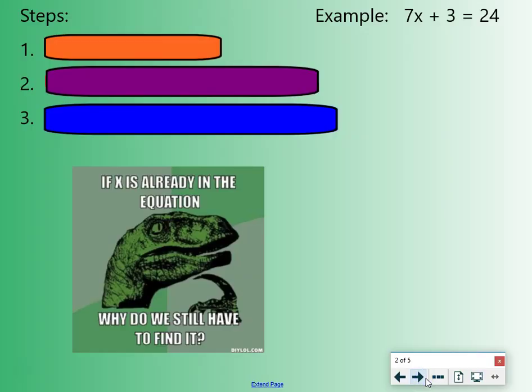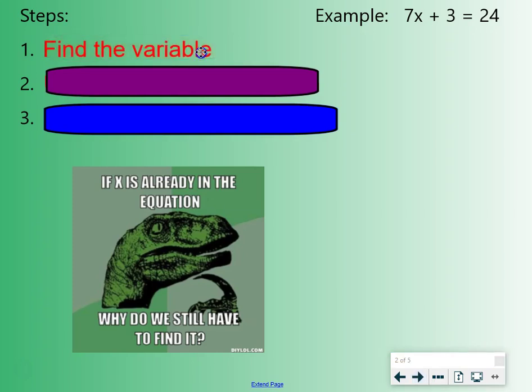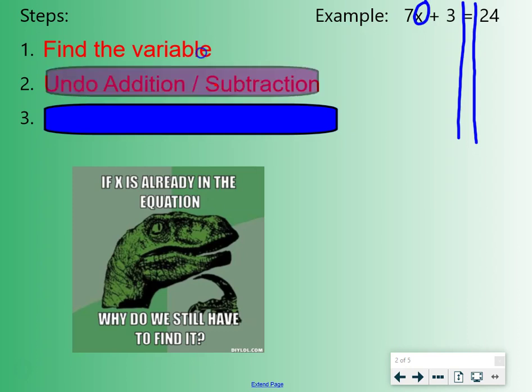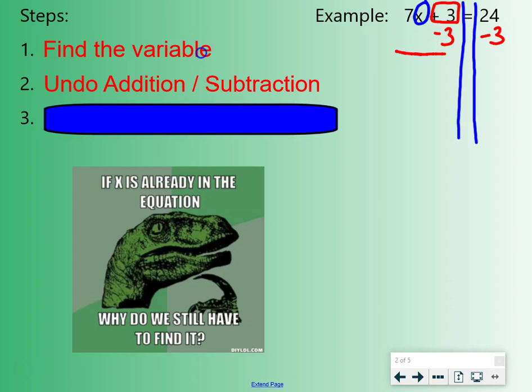So our steps. Remember that first step is just finding the variable because we always want to start on the side with the variable. So we'll draw those railroad tracks, identify where our variable is, and we work on the side with the variable. Then, once we have our variable found, step 2 would be to undo addition and subtraction. So we have plus 3. We want to undo plus 3 with a minus 3 on both sides. 3 minus 3 is 0. We bring down the 7x equals 24 minus 3 is 21.